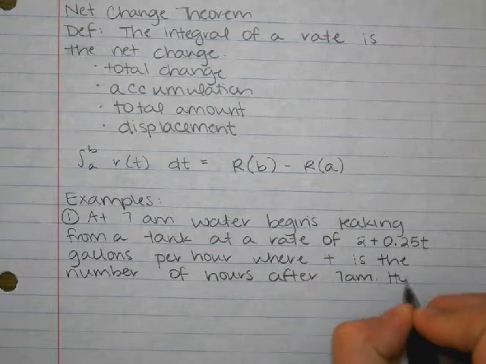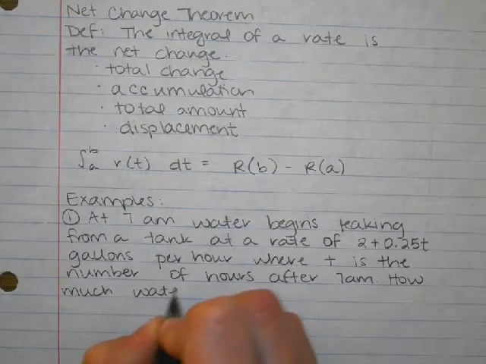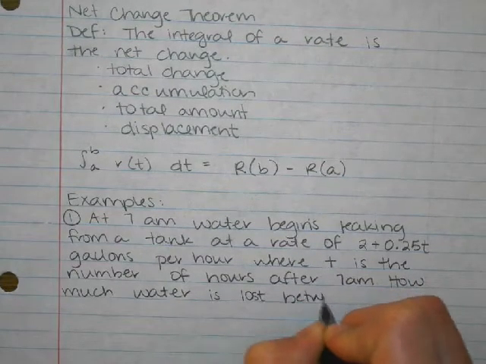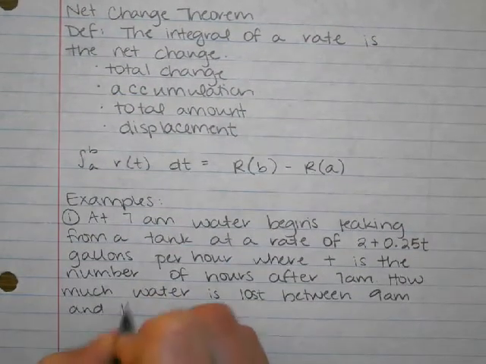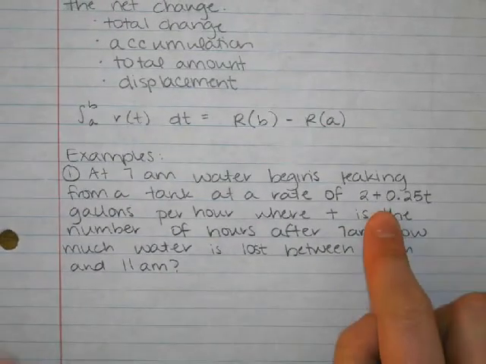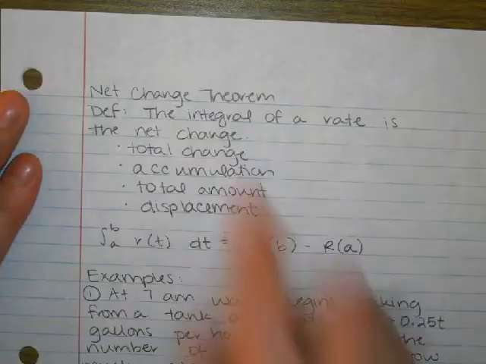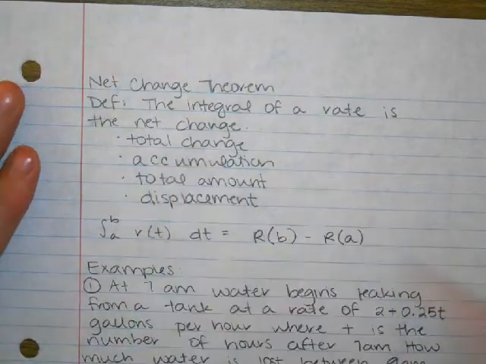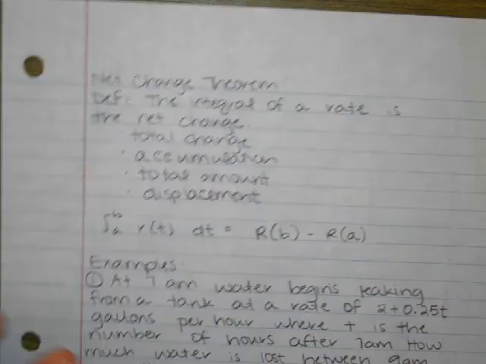How much water is lost between 9 a.m. and 11 a.m.? So if you read this problem, you can see that they gave you a rate, and that means that the net change theorem applies. And so we're looking at the integral of the rate is the net change, and we're trying to find the total change, or the accumulation of water that leaked out between 9 and 11 a.m.